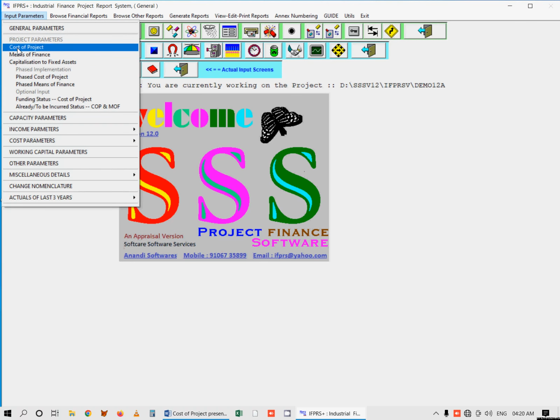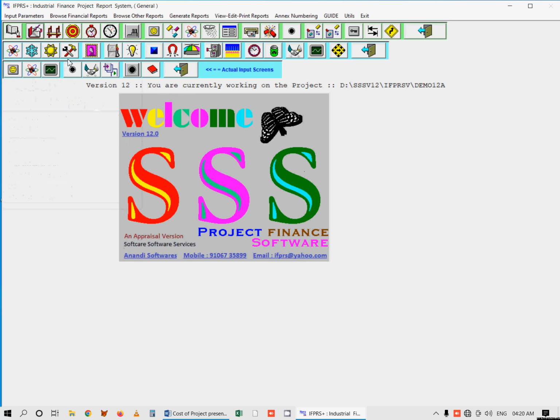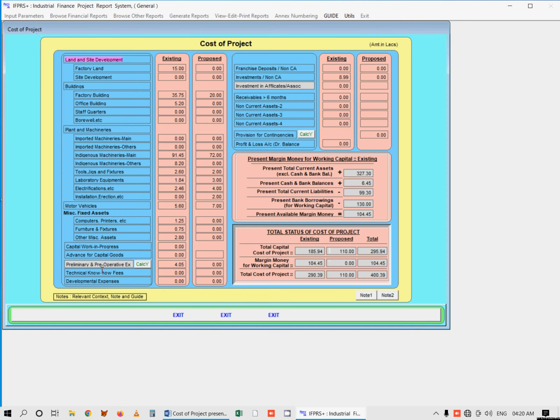First, main basic screen of cost of project. Second, funding status of cost of project. Third, already incurred to be incurred status of cost of project. Fourth, phased cost of project over next 5 years. Fifth, detailed working of PNP expenses including interest during construction period. Sixth, detailed working of provision for contingencies.